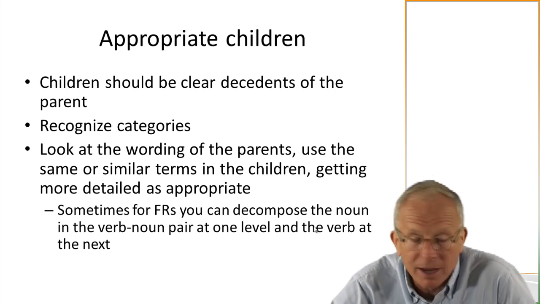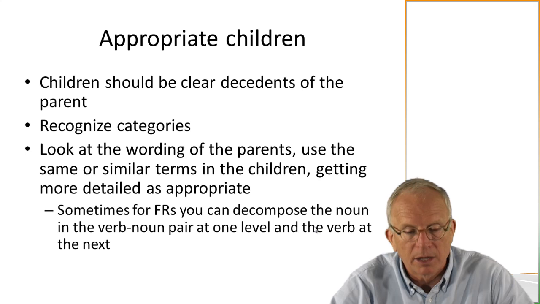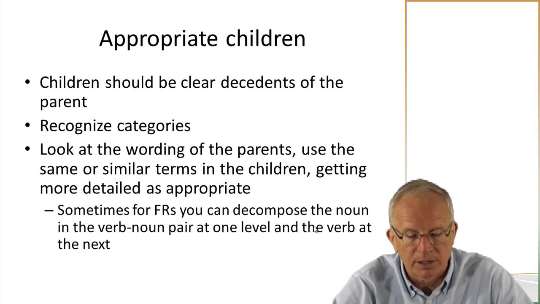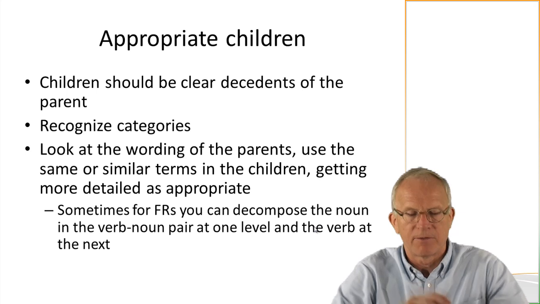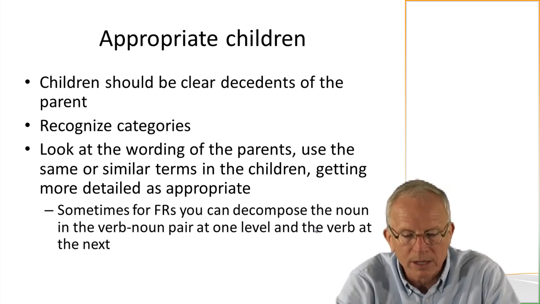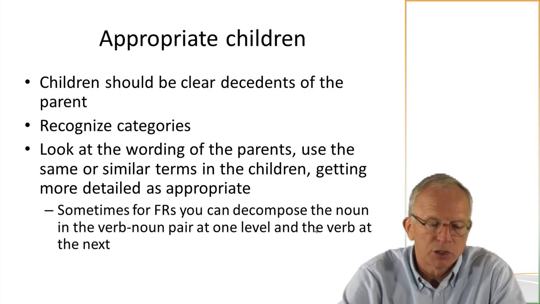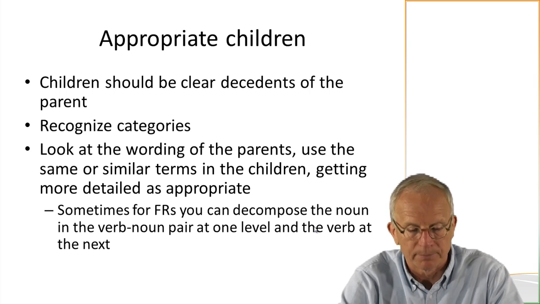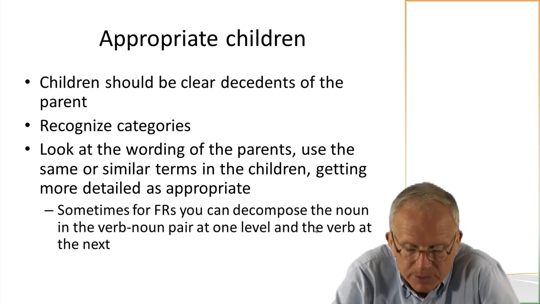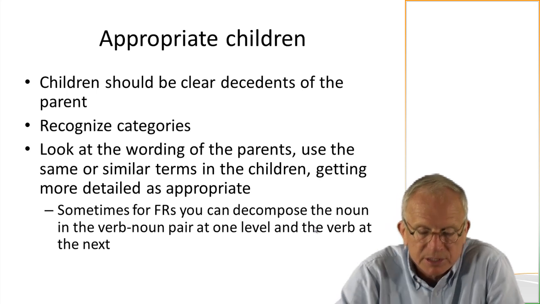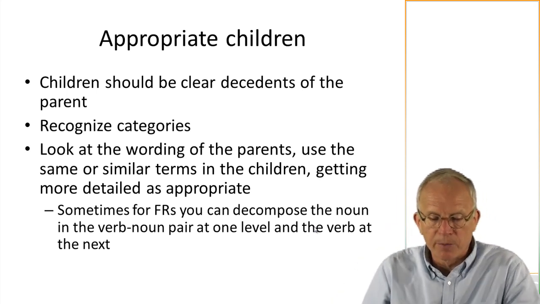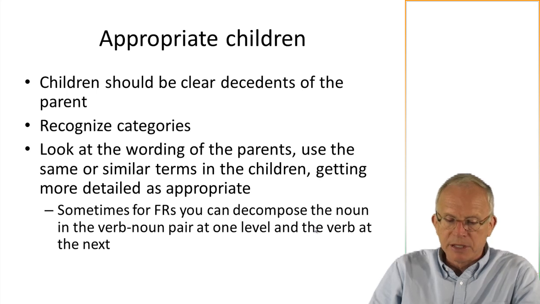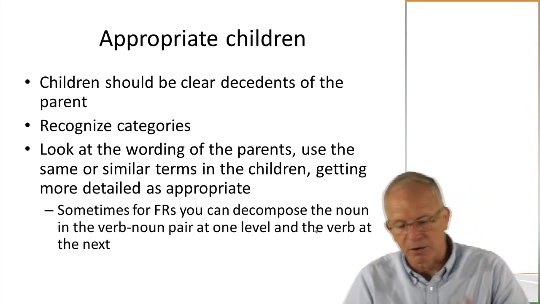Appropriate children. It's so nice when children are appropriate. Children should be clear descendants of their parents. And so we have to recognize the right kinds of categories to know that the children are in the right branch or in the right family. So look at the wording of the parents. As you do the decomposition, use similar terms for the children. Getting more detailed is appropriate. And sometimes with the FRs, from an FR, you can take the verb-noun pair and at one level decompose the verb and at the next level the noun, or vice versa.